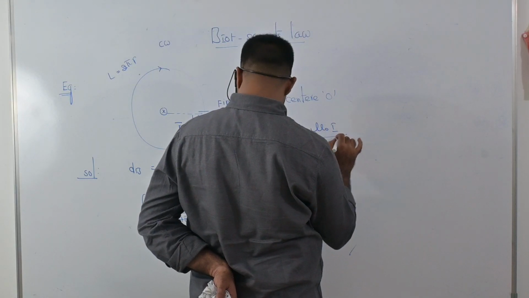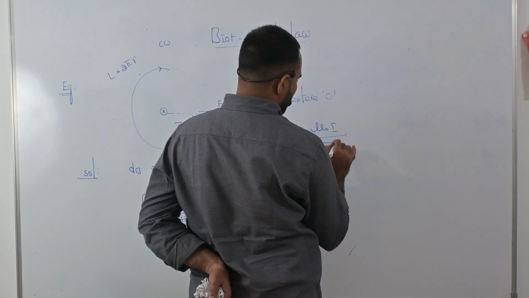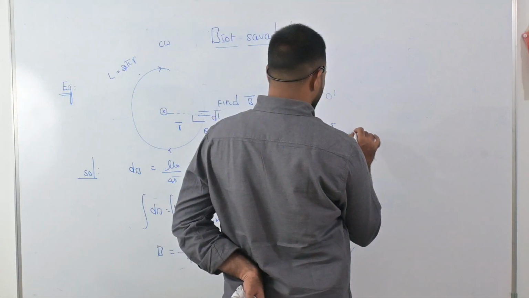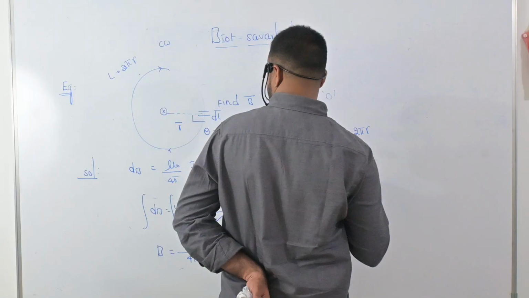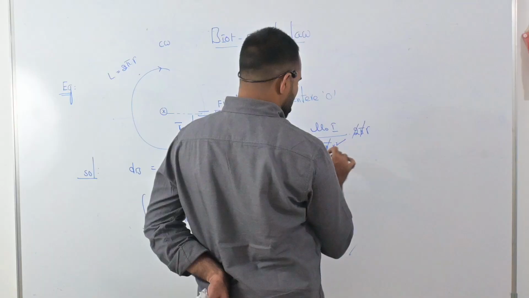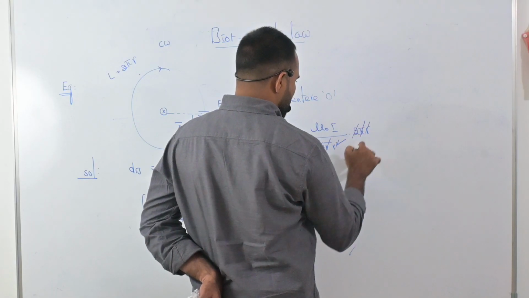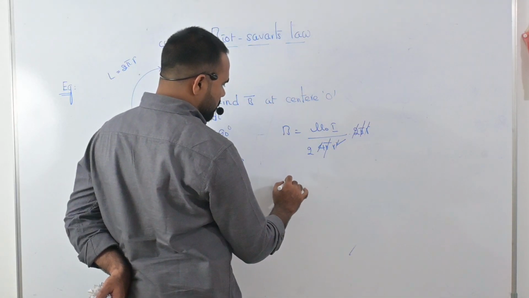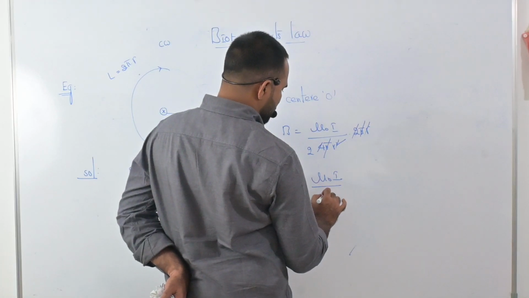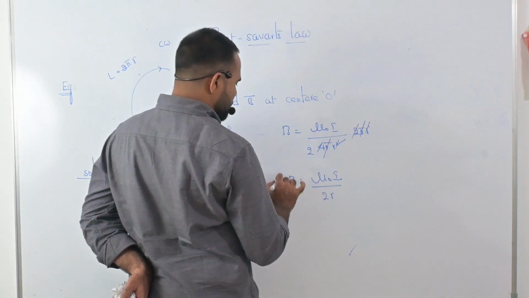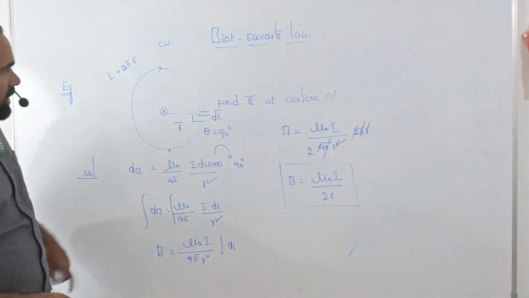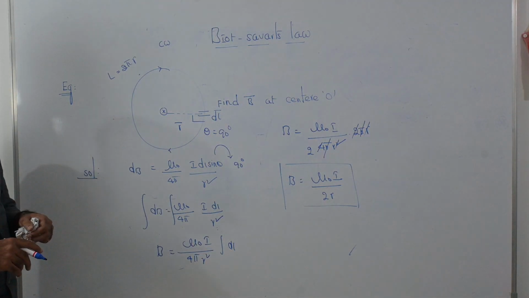Therefore B is equal to mu naught I by 4 pi r square, times 2 pi r. Here pi gets cancelled, 2 ones are 2, 2 twos are 1, and r gets cancelled. Therefore, the final answer is B equal to mu naught I by 2r. So this is the magnetic field strength of a current-carrying circular coil at the center.